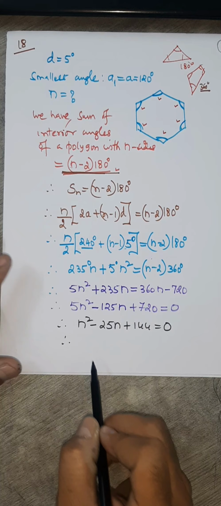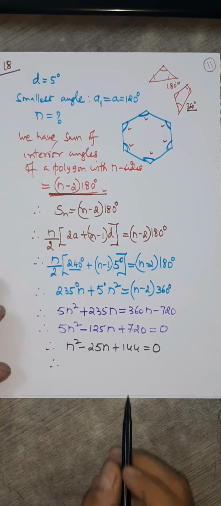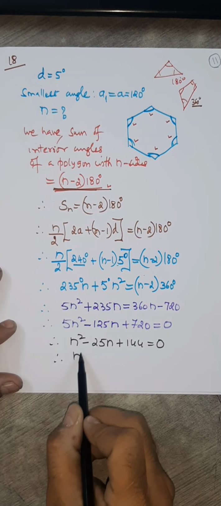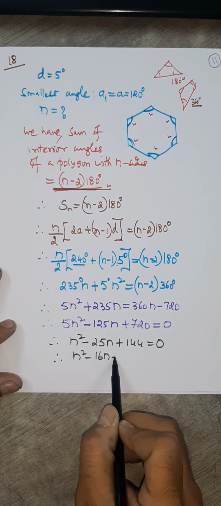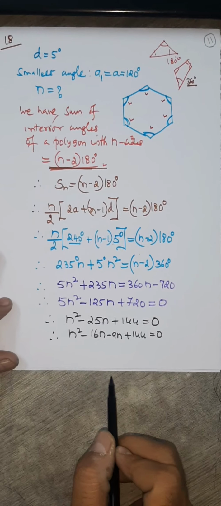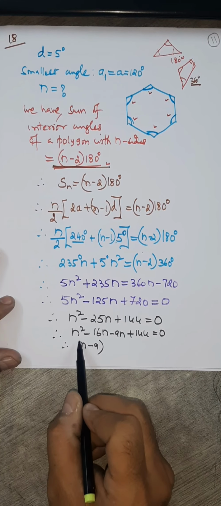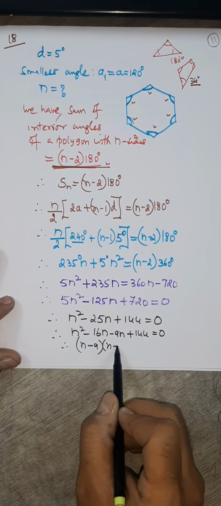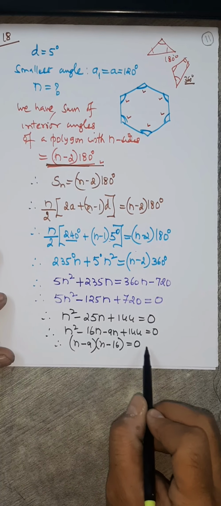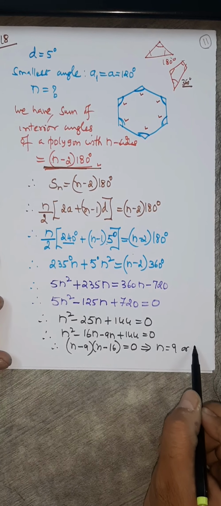So here you now know factorization. 16 nines are 144. So n square minus 16n minus 9n plus 144 equals 0. Therefore, the factors will be (n minus 9) into (n minus 16). And therefore, from this, we have either n equals 9 or 16.